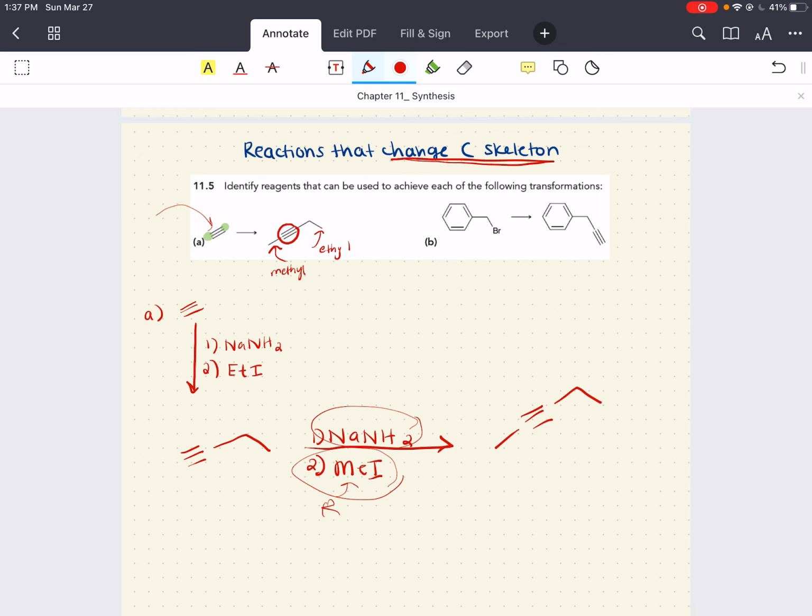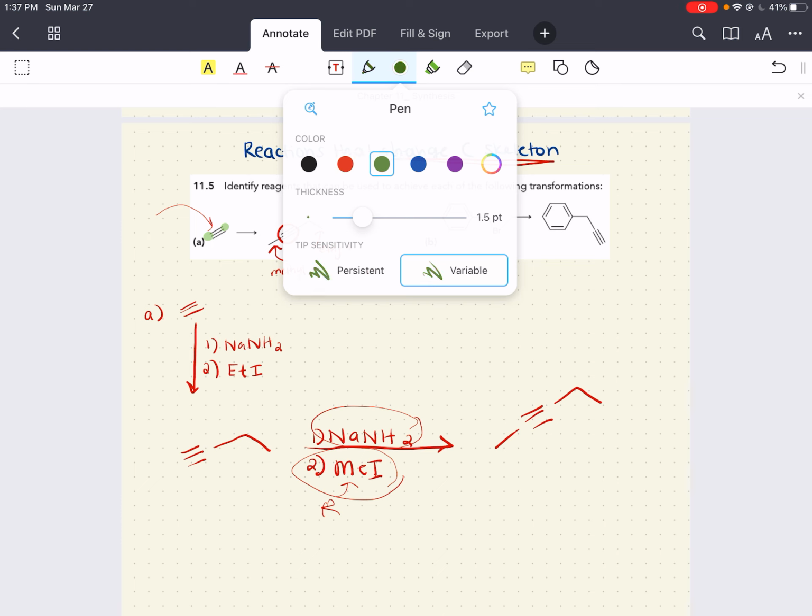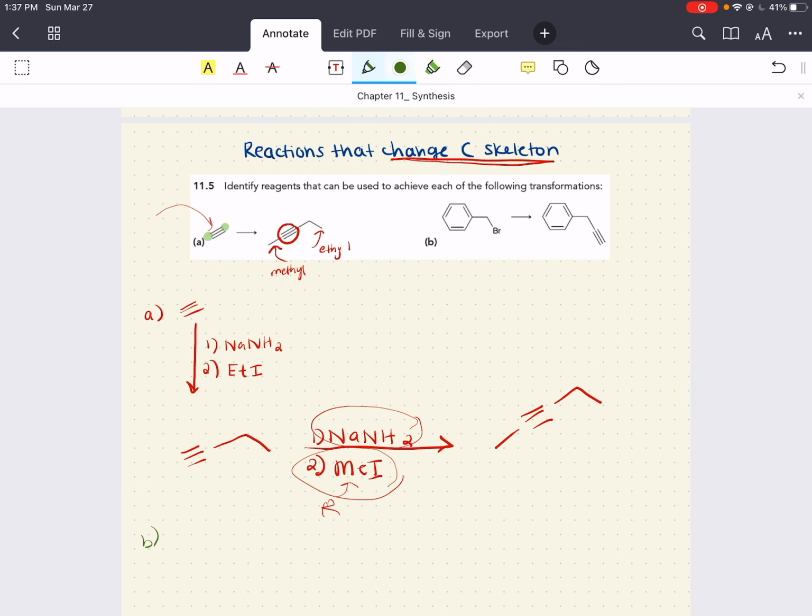Fantastic. Now let's do B together as well. What do we have as our starting material? We have this alkyl halide to start off with, this benzene with a carbon-bromine attached to it. What do we want to end off with? We want to end off with this terminal alkyne, this terminal triple bond. Also notice this is 1 carbon, and this is 1, 2, 3 carbons, so we're obviously building our carbon structure here.